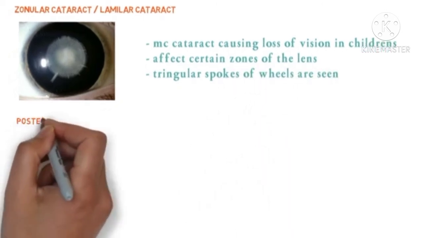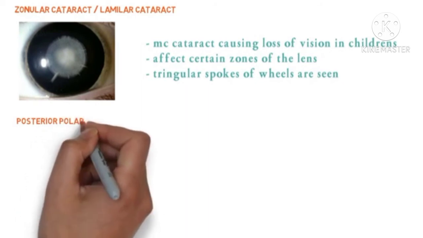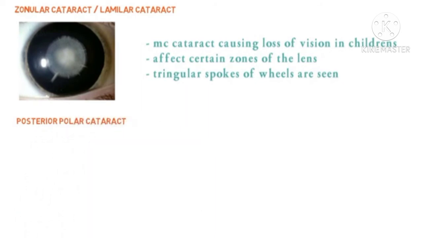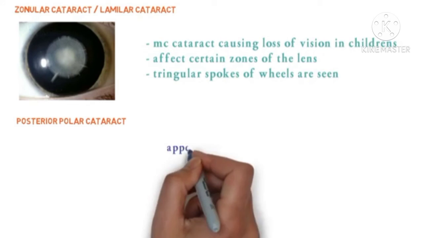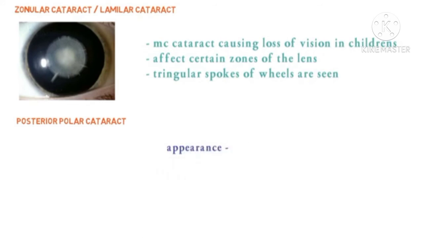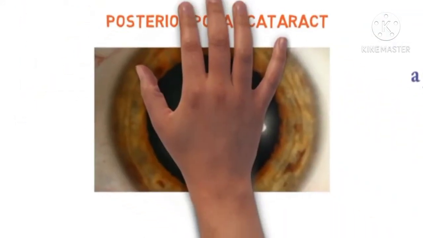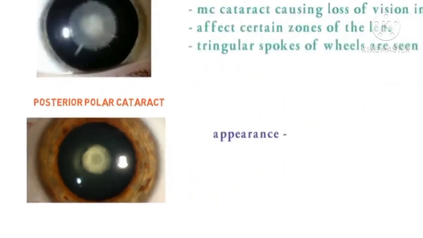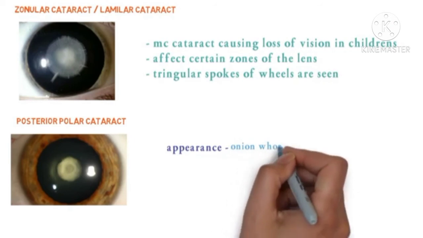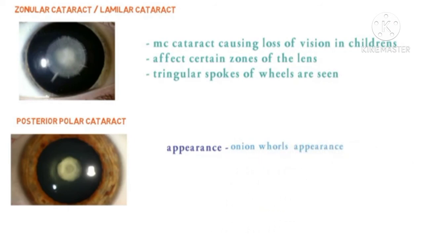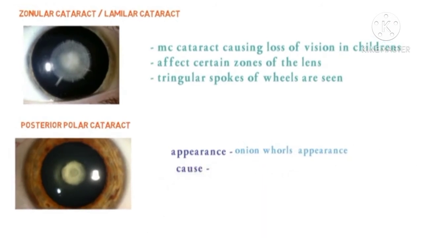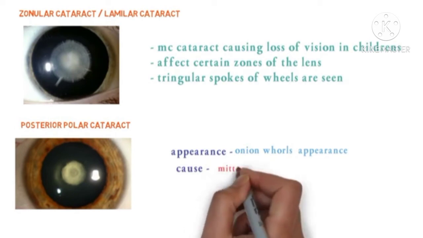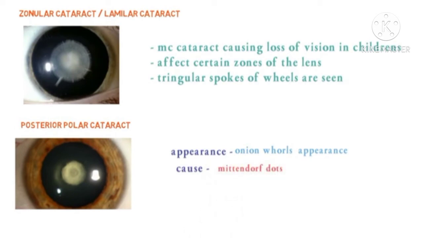Okay, then the second one is posterior polar cataract, which is also a very common lens anomaly that consists of opacities involving the posterior pole. Look over here. Here the appearance is like onion holes, and it is generally associated with Mittendorf dots. Remember that it is generally associated with Mittendorf dots. What are Mittendorf dots? They are persistent hyaloid artery remnants.